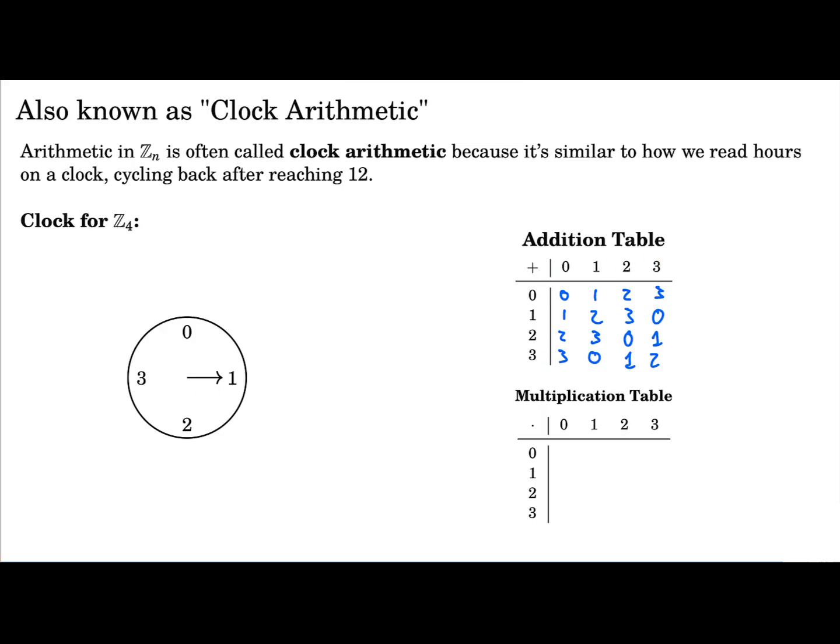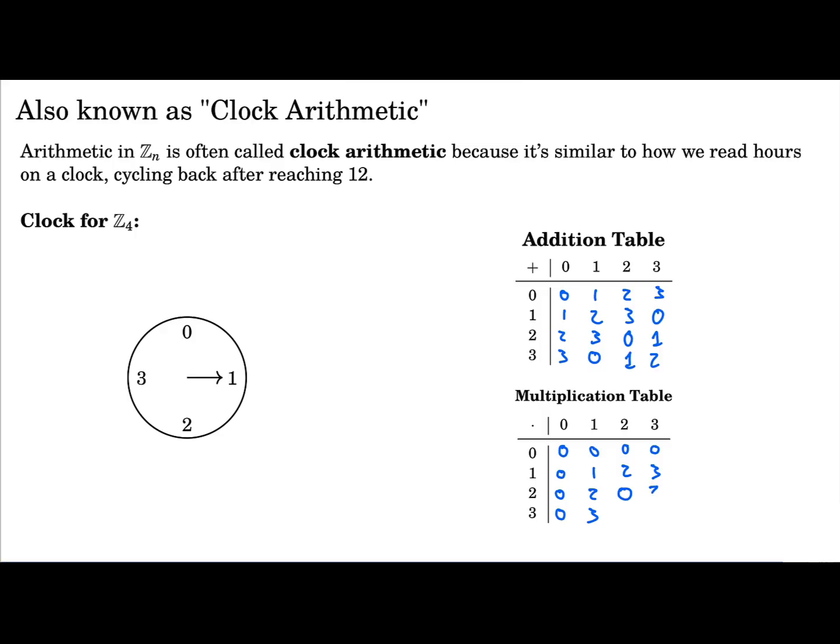It's going to be the same thing. Multiplying by 0, of course, is just going to give you 0 everywhere. 1 times 1 is just going to be 1. 1 times any number will just be that number. And of course, this is symmetric. Now, what is 2 times 2? 2 times 2 is 4. But again, in Z4, 4 is a 0, because the remainder of 4 divided by 4 is 0. 2 times 3 is 6. But 6 is 2, right? Because it's 1, 2, 3, 4, 5, 6, it's a 2 here.